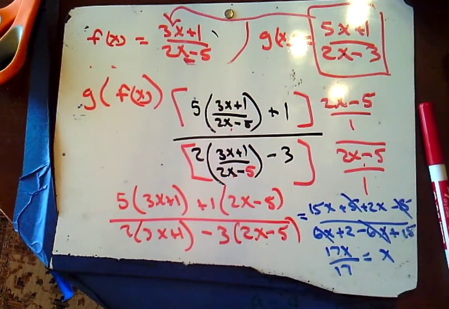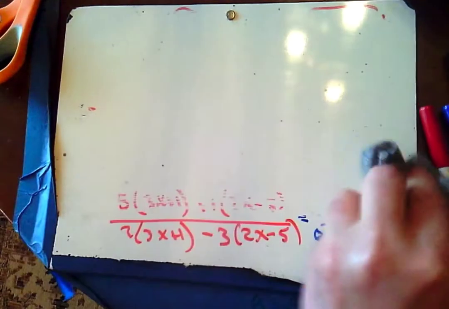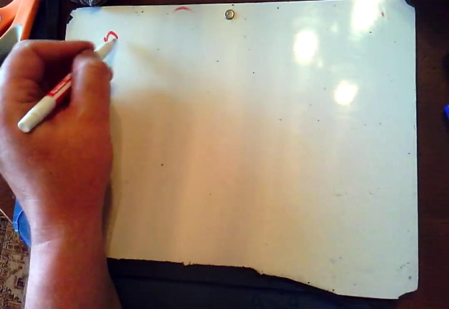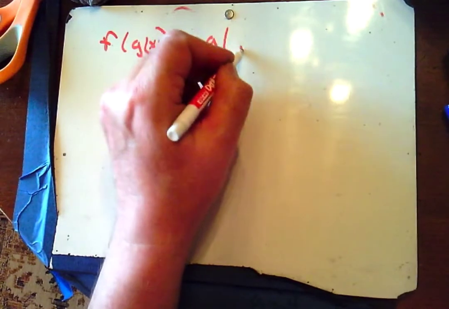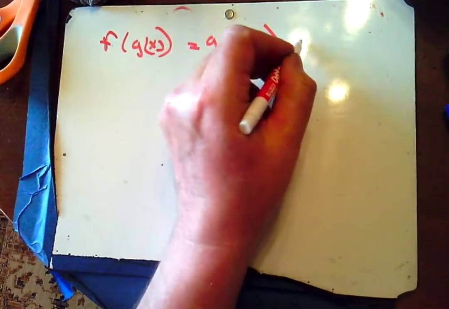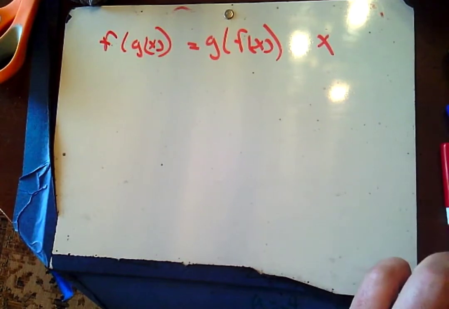Okay, so I can determine if two functions are inverses by composing them, and I have to verify this fact that they're inverses by doing f of g of x and g of f of x, and showing in each case that I get x. All right? Okay.